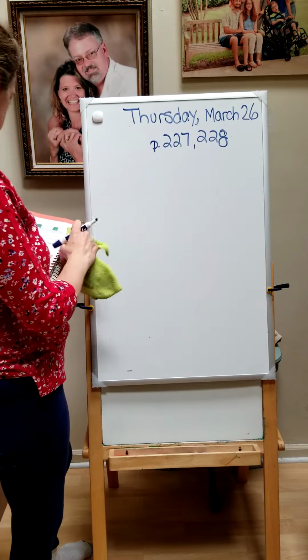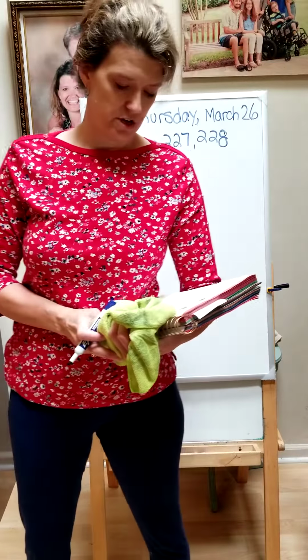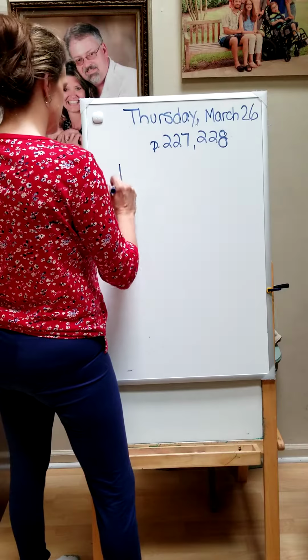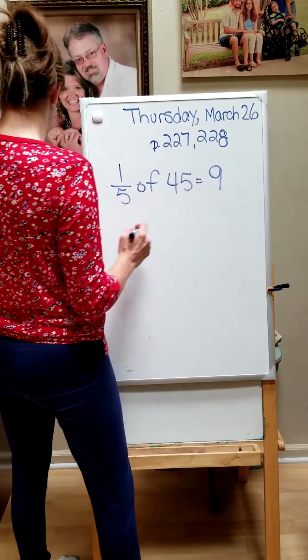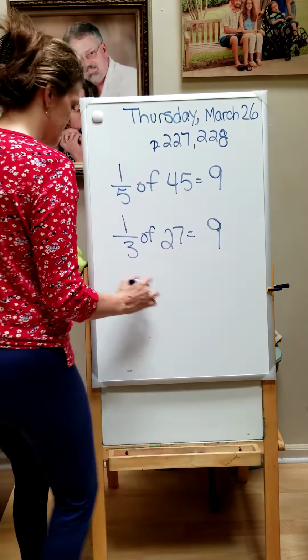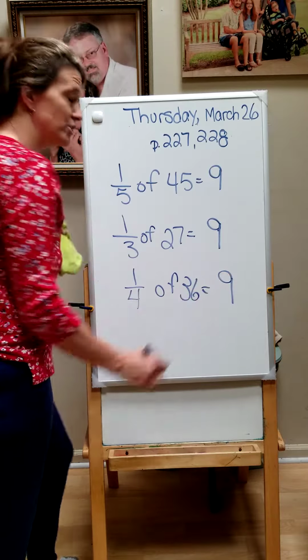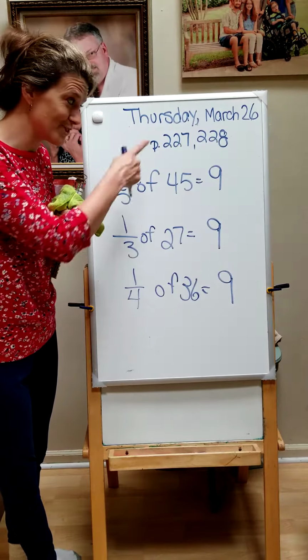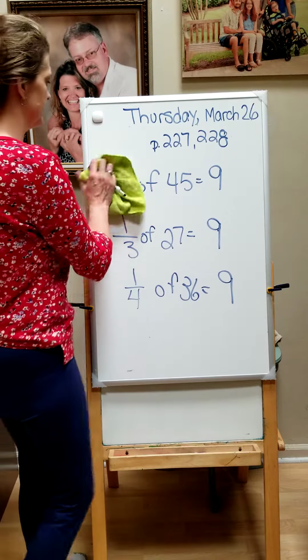All right, I want you to do the next section, number 5, find the fractional parts. Do those 3 questions. Stop the video, do those 3 questions, and then start the video again. All right, 1/5 of 45 equals 9. 1/3 of 27 equals 9. And 1/4 of 36 equals 9. What do you notice about all 3 of those? All 3 of them, the answer is 9, isn't it? All right, turn over to the next side, or to the back of the page.